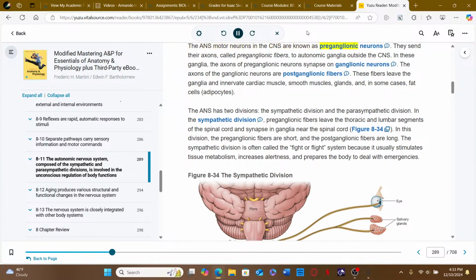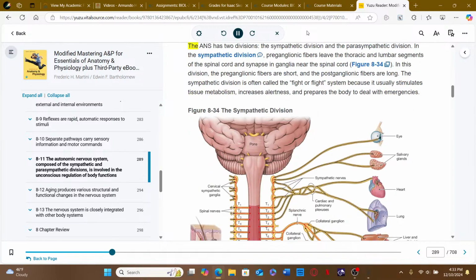The ANS motor neurons in the CNS are known as preganglionic neurons. They send their axons, called preganglionic fibers, to autonomic ganglia outside the CNS. In these ganglia, the axons of preganglionic neurons synapse on ganglionic neurons. The axons of the ganglionic neurons are postganglionic fibers. These fibers leave the ganglia and innervate cardiac muscle, smooth muscles, glands, and, in some cases, fat cells, adipocytes. The ANS has two divisions, the sympathetic division and the parasympathetic division.